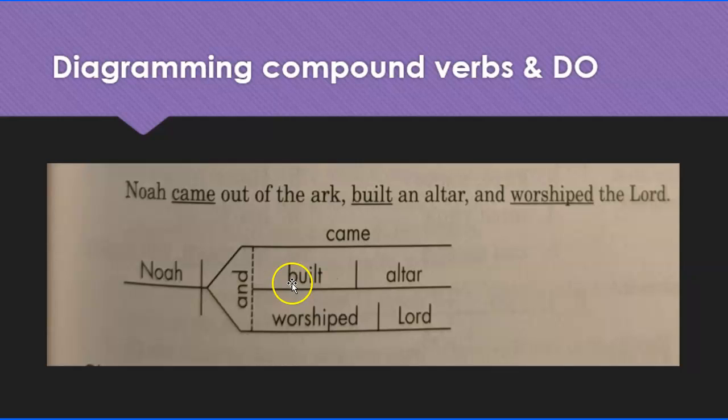Then he built what? Built an altar. So there's our direct object. And worshipped who or what? Worshipped the Lord. So you have 2 with direct objects, but 1 without. So be very aware that you can certainly have some wacky looking multiple verbs and multiple subjects sometimes.